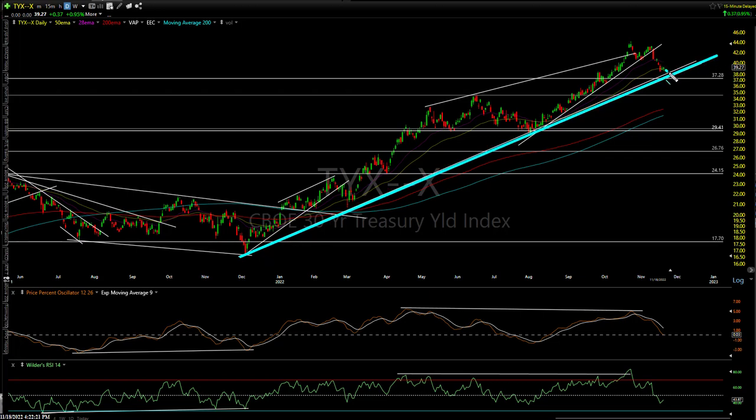So we'll probably work our way down there, and if we get there, then we'll get a bounce in yields, which means Treasuries down. So we'll have to watch this chart as well. But ultimately, I think we work our way down. We'll take that trend line out and head on down here. And we could head on right through it.